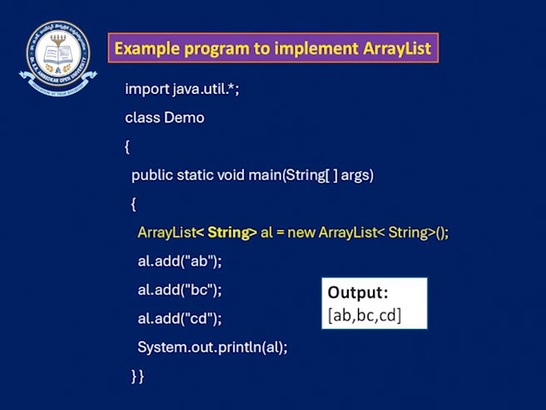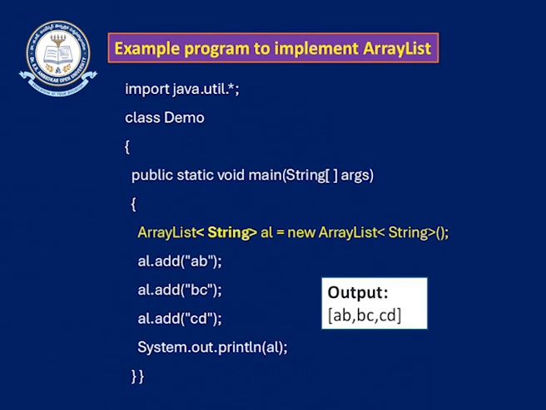You can give any name by following the identifier rules. I am giving the name AL. Assignment, new ArrayList<String>(), and close. This is the syntax to create the object. Then with the help of the object of the ArrayList, you can do different operations.